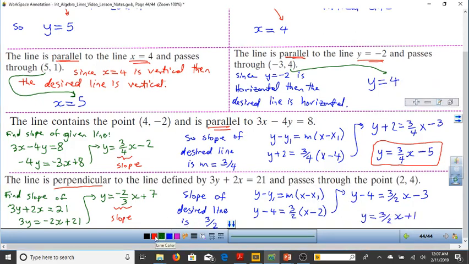So in both cases, we have to find the slope of the line that is given, but it depends on whether the line that we want is parallel or perpendicular to the given line. If I plug in 2 for x, I should get 4 for y. 3/2 times 2 is 3, and 3 plus 1 is 4. So that works. And that brings us to the end of our lesson on equations of lines.